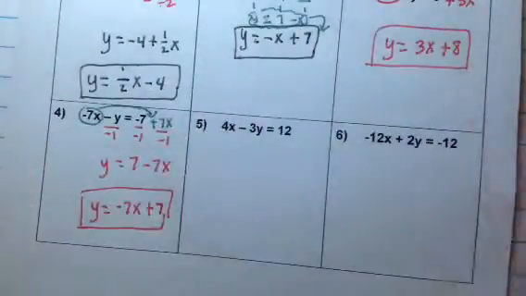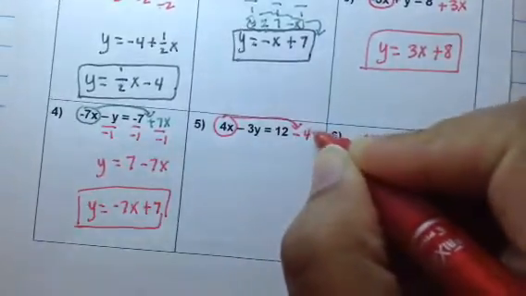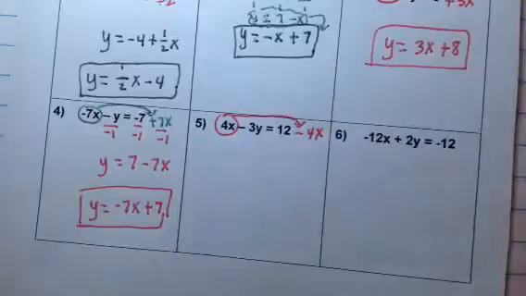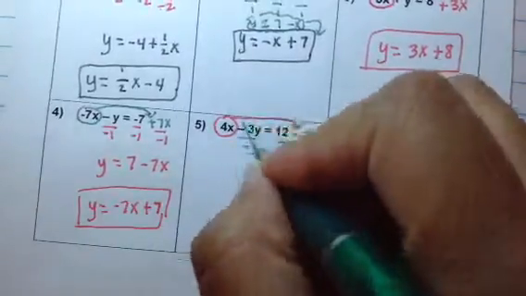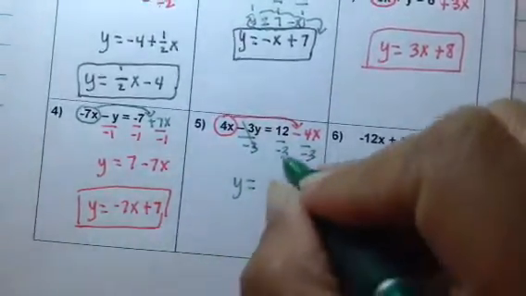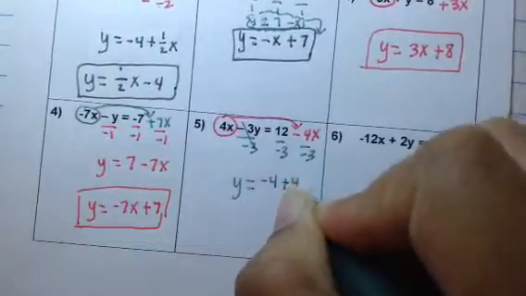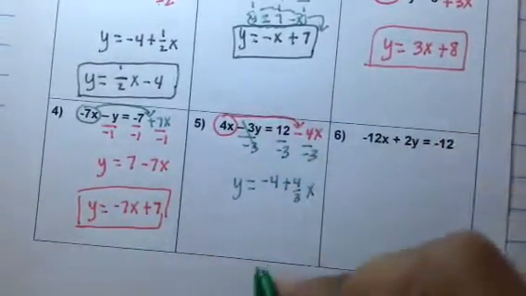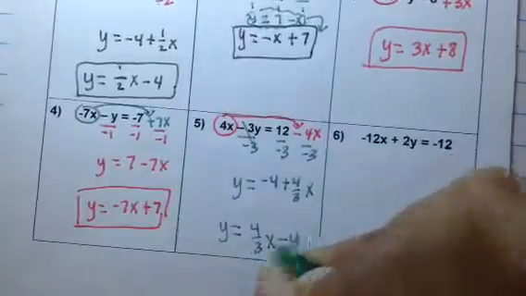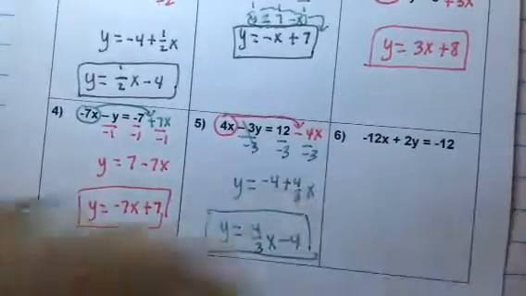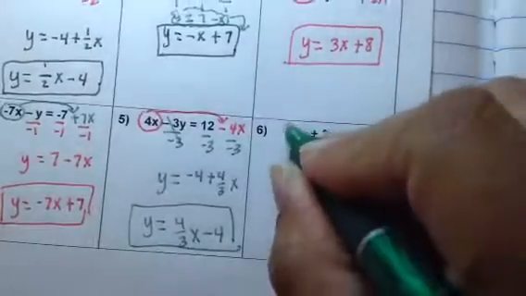Alright, number 6. Same steps. Move the x. Change the sign. Divide by the number in front of the y. The number in front of y is negative 3. So y is equal to, this reduces to negative 4. Negative 4 divided by negative 3 reduces to 4/3 positive. 2 negatives equal positive. So our equation is y equals 4/3 x minus 4. And hopefully you have the hang of this now. So last one, move the x, change the sign.